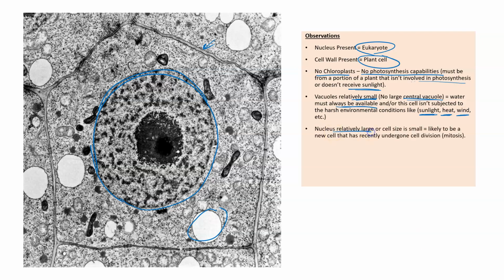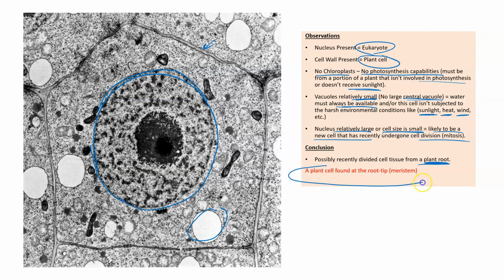The nucleus is relatively large, or the cell size is relatively small compared to the nucleus. This could mean that this cell is likely a new cell that has recently undergone cell division, right? If this cell just divided, or if this was a brand new daughter cell, you would likely think that the nucleus would in fact dominate the cell, and the cell size would be relatively small. So if we put all of these together: no chloroplasts, no photosynthetic capabilities, really small size, large nucleus, very small vacuoles, it means that it is possibly a recently divided cell from a plant root.